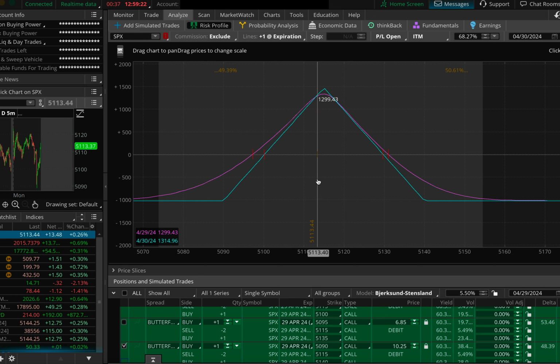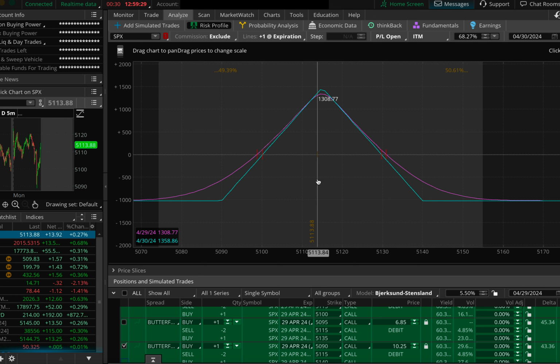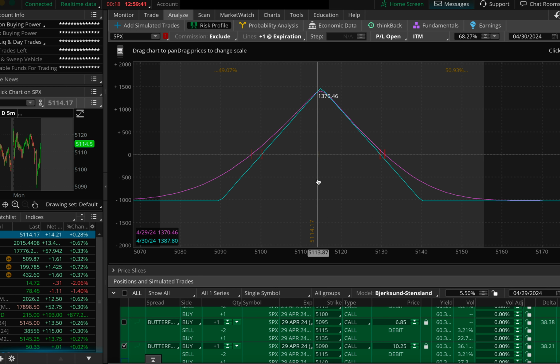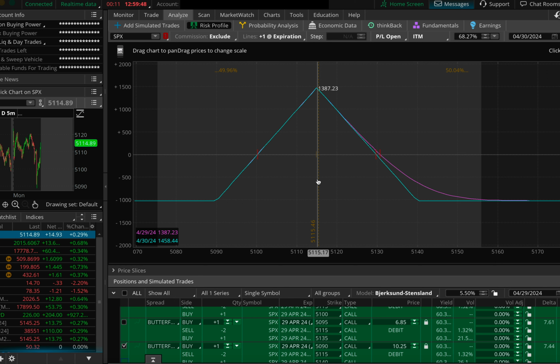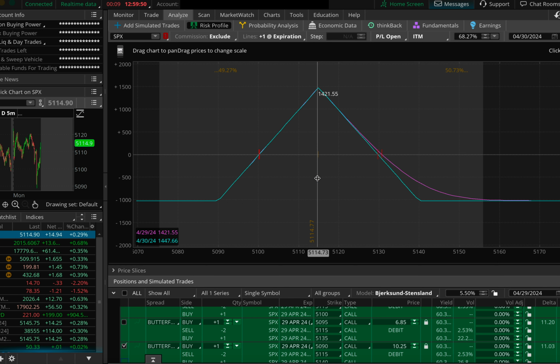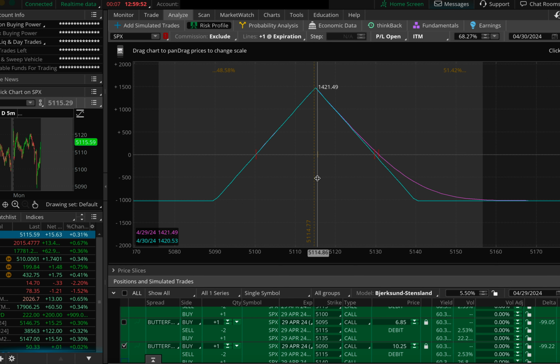Okay, we got 38 seconds. It's between 5110 and 5115. And it looks like it's closer to the 550. Oh, it is. It's 5114. This is nuts. 22 seconds. Okay, so there it's up at the 15. It's at 5114.94. 5115. Here we go. 5 seconds.